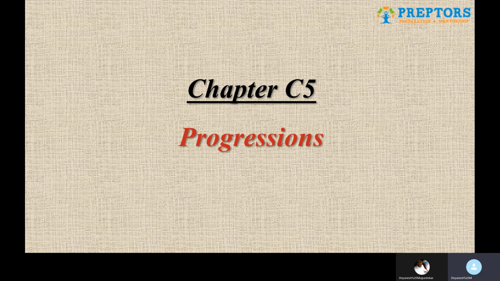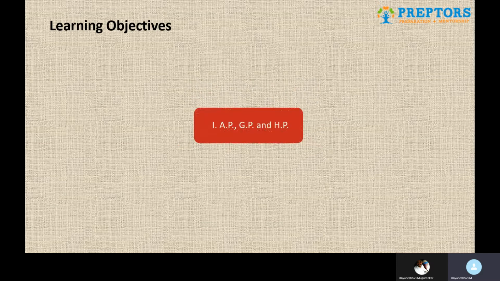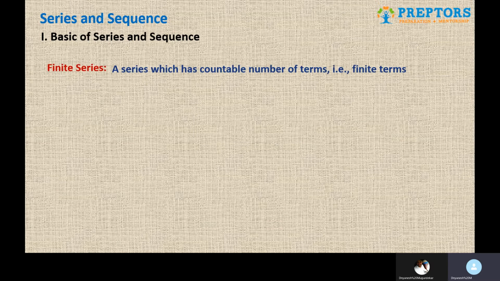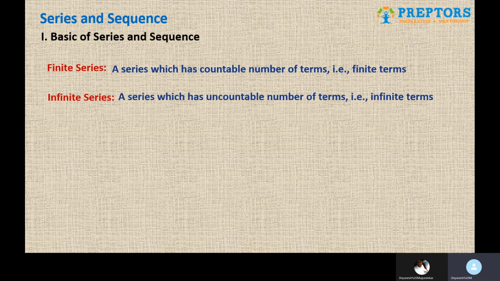So the series are broadly classified into two types. One is called finite series and one is called infinite series. And probably you would have guessed it correctly, as the name suggests, a finite series is the one which has a countable number of terms. That is, you can count the number of terms: 10 terms, 15 terms, 1000 terms, whatever it is. And an infinite series is the one wherein the number of terms is infinite. That means you can't really count them.